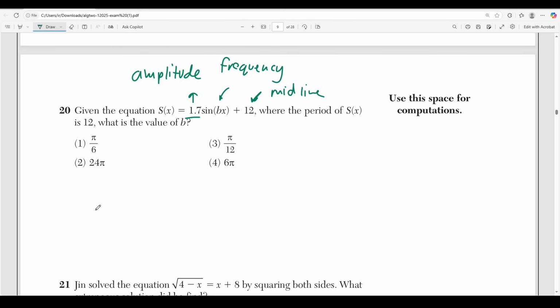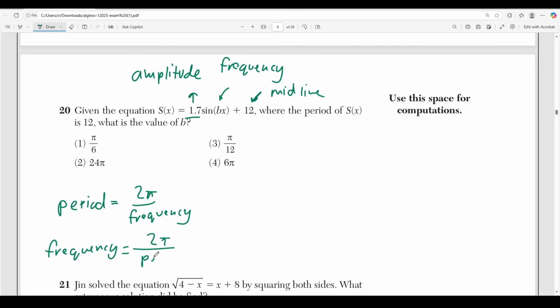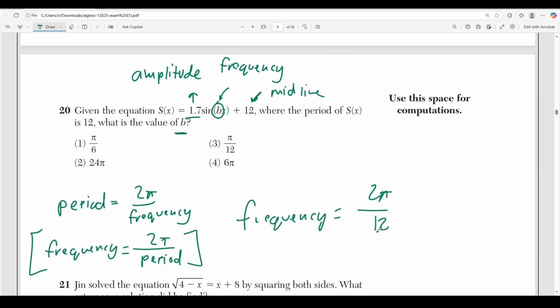So we know that a period is equal to 2 pi divided by the frequency. And that frequency is equal to 2 pi over the period. Okay, so in this case, they want us to find the value of b, which we know is the frequency. So we can use this bottom formula right here, that the frequency is just equal to 2 pi divided by the period, which we said was 12. 2 pi divided by 12 is going to be pi over 6, right? Because you can take out 2 from the numerator and the denominator. So 2 pi divided by 2 is pi, and 12 divided by 2 is just 6. So you're left with pi over 6, okay, which is choice 1.